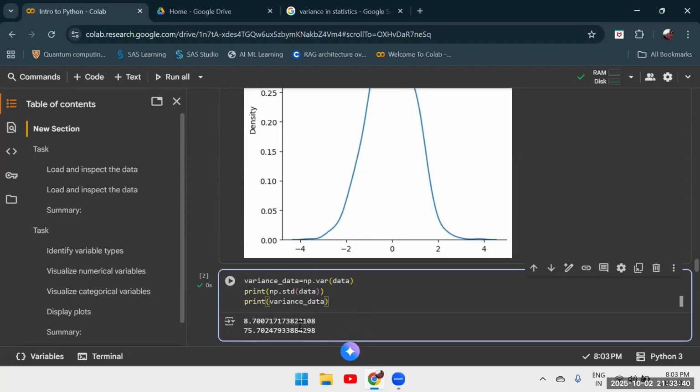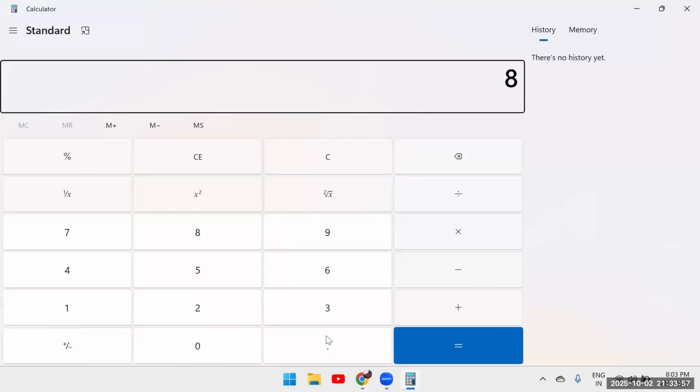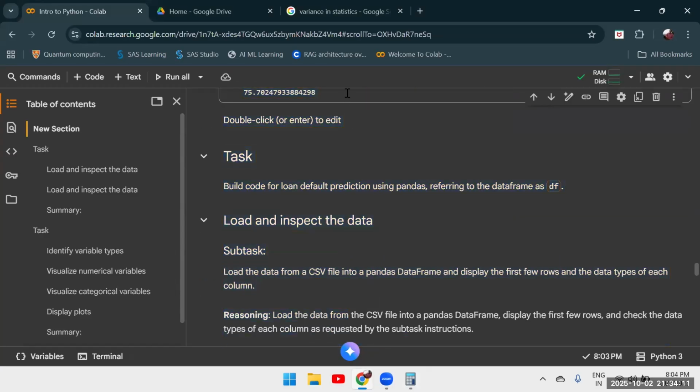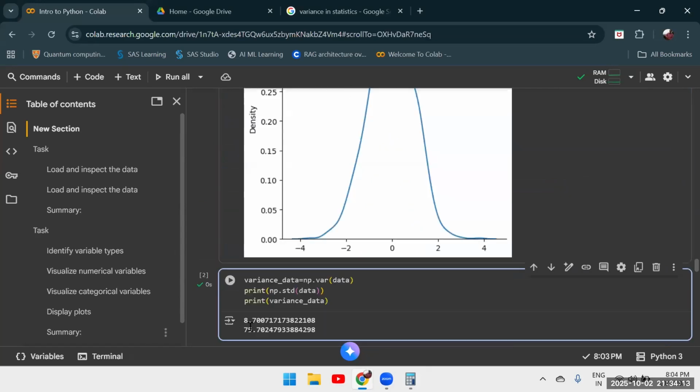You see the difference. 8.7 was your standard deviation. If you just roughly square this, 8.7 into 8.7 is how much? Roughly it should come closer to 70, I think. 8.7 into 8.7 comes to 75.69, which is the 75.70 displayed in the record with the decimal places. So basically this variance will be the square of the standard deviation.